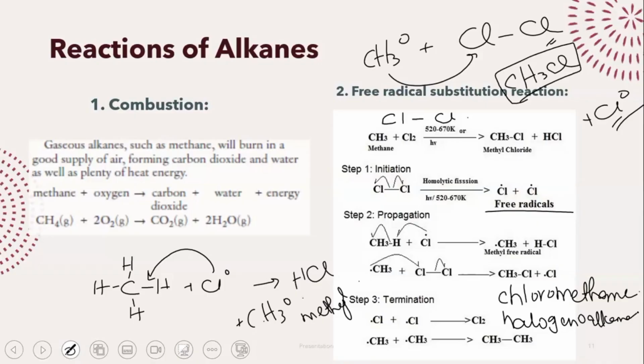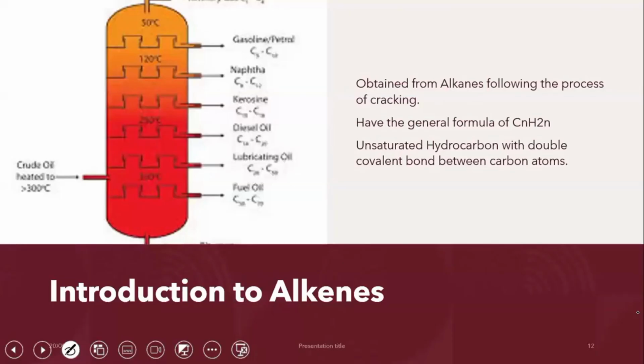Then we are going to talk about the second hydrocarbon, which is alkenes, right? Alkenes are hydrocarbons that have a double covalent bond present inside them, right? The double covalent bond is actually found inside alkenes.